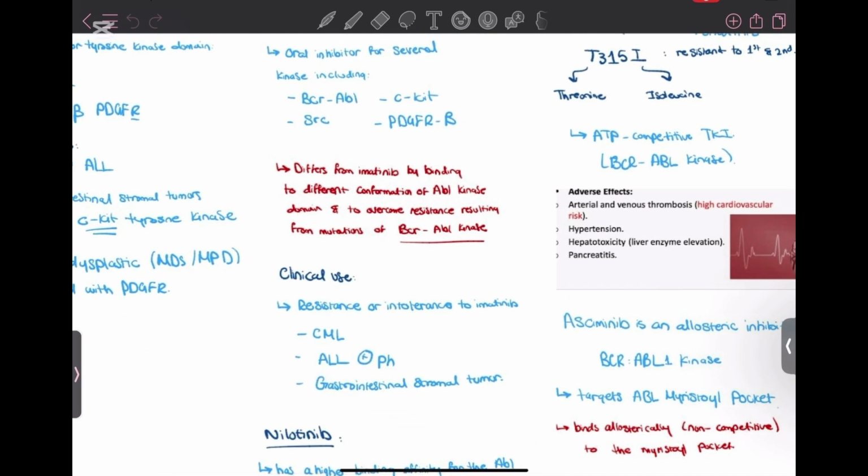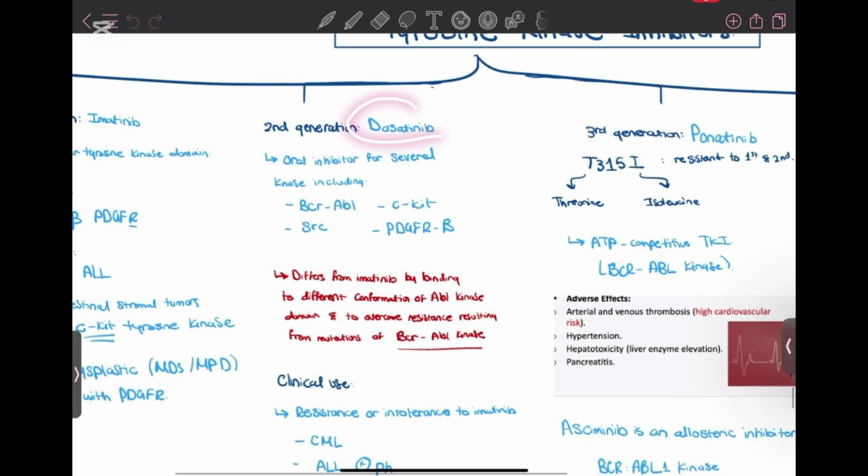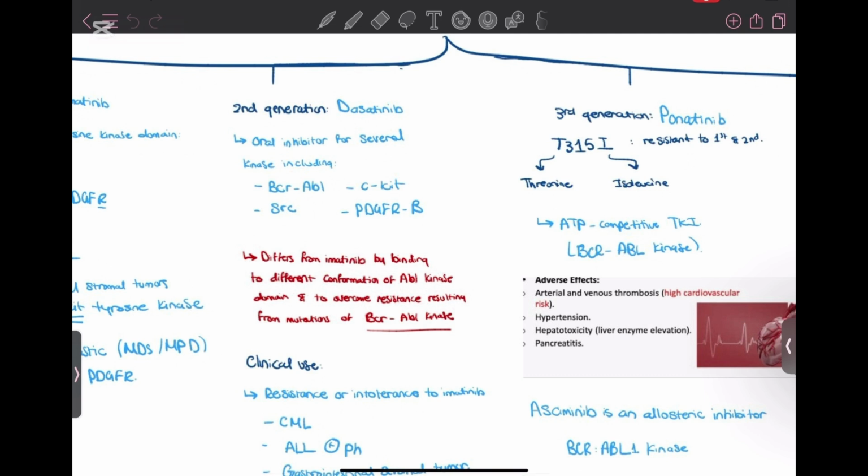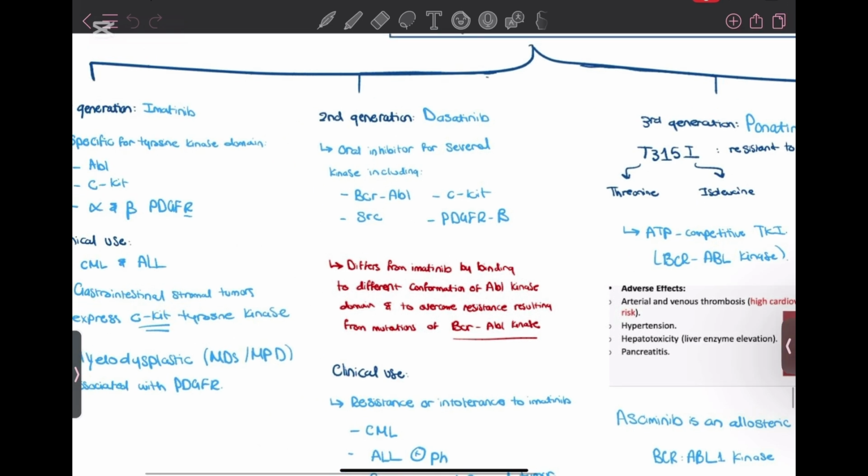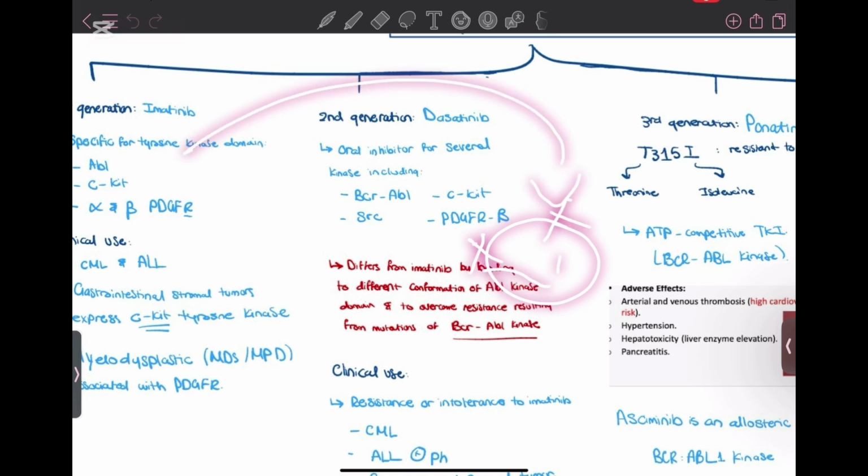Now, imatinib binds in one way, while dasatinib is going to bind to a different binding site, with different conformations of the ABL kinase domain, which is going to overcome the resistance. So if this was the gene, the dasatinib is going to bind here, while the imatinib is going to bind here. So they're going to bind at 2 different sites. That's why it can help overcome the resistance.